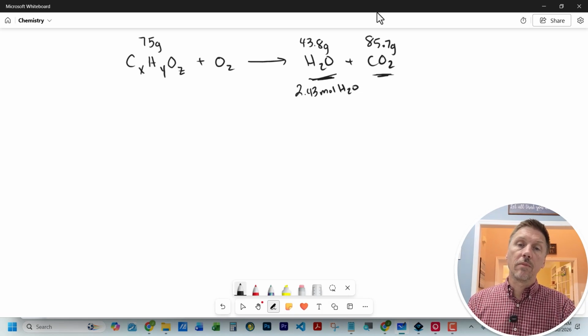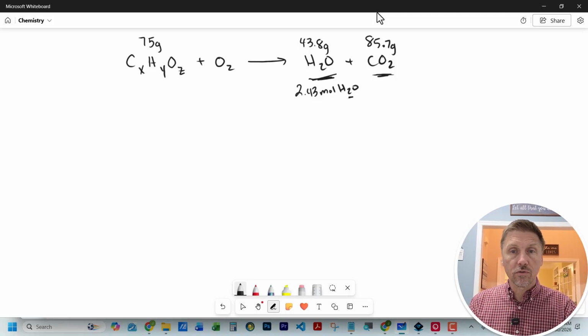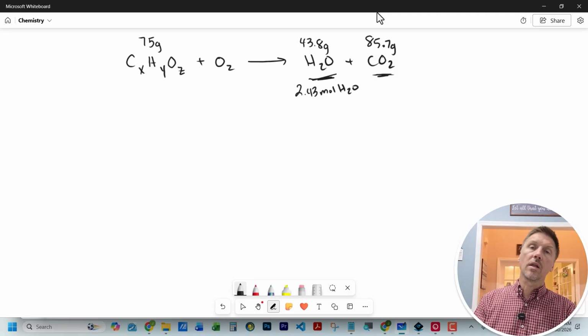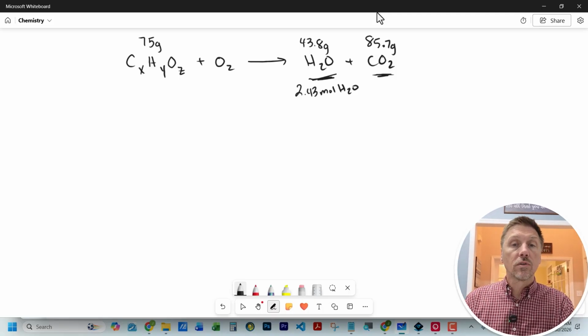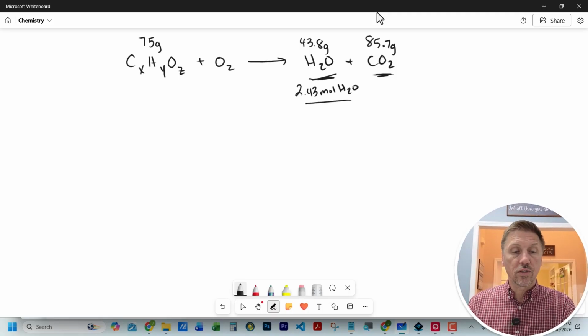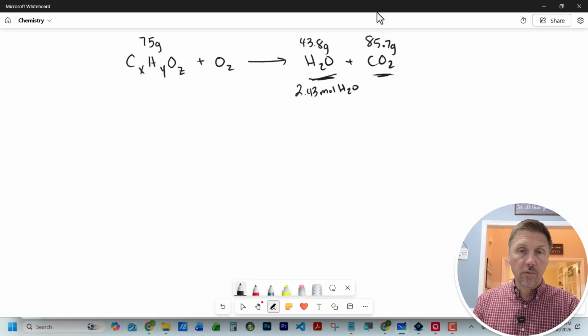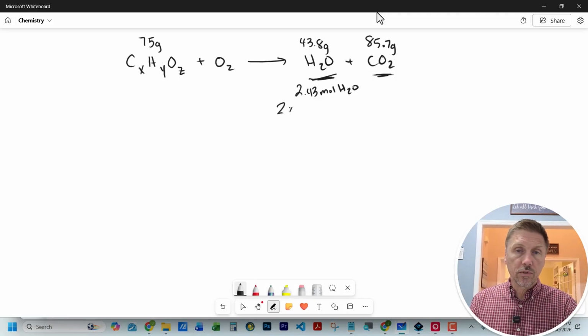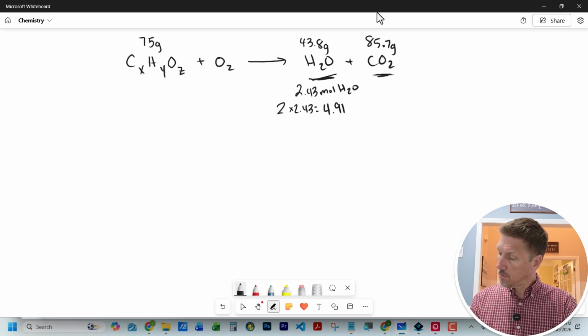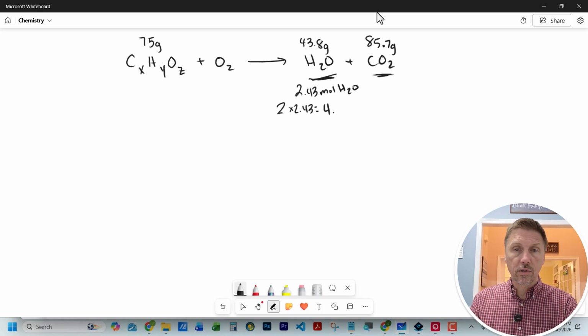Now, remember what we did in the last problem. That is not the same number as moles of hydrogen atoms because of this little 2 right here, because every H2O molecule has 2 hydrogen atoms in it. So this is the number of moles of H2O, but there's twice as many moles of hydrogen atoms. When we multiply 2 times 2.43, we get 4.91. I'm sorry, 4.86. Sorry, I was looking at the wrong number there. 4.86 moles of hydrogen.